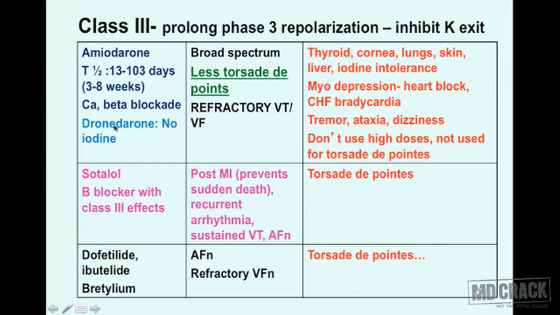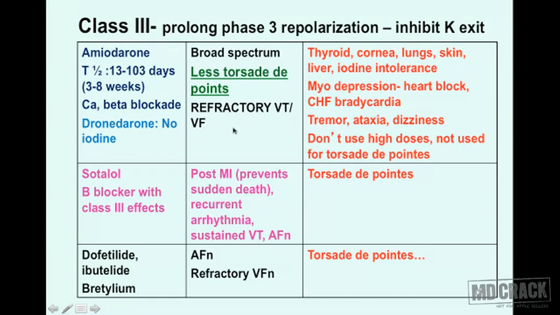Amiodarone has got additional effects. We said when we started this chapter, it can also block the calcium channels. It can also block the beta receptors. It's also got some sodium channel blocking effects. So we call amiodarone a broad spectrum antiarrhythmic agent, and it's useful for refractory ventricular tachycardia and for ventricular flutter fibrillation.